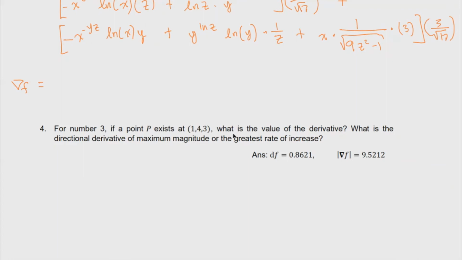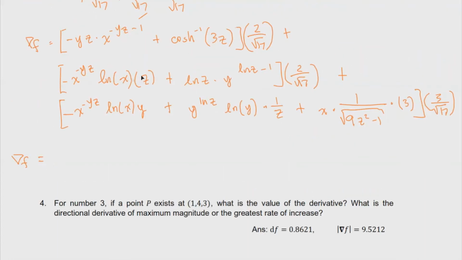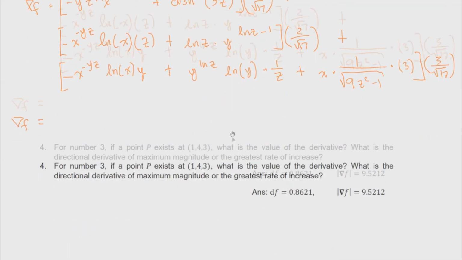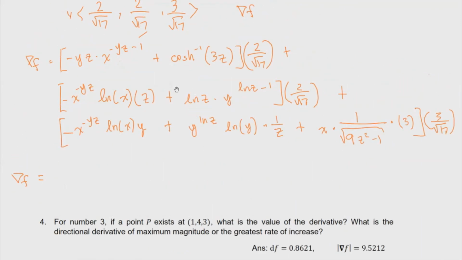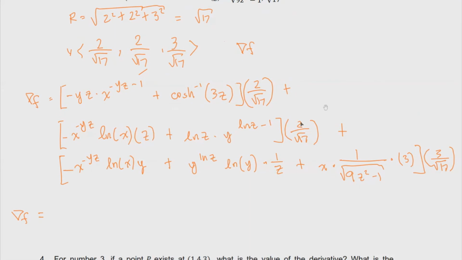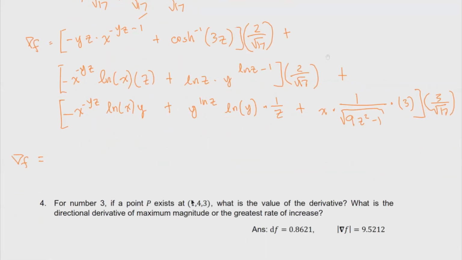So we start first with the first question: what is the value of the derivative? So if you already have this directional derivative, what you have to do is to substitute the value 1, 4, 3 into the equation itself. So in this case, x is equal to 1, y is equal to 4, and z is equal to 3. And then plugging all of these values to this expression. I won't be showing you how it is done. It's just a direct substitution.